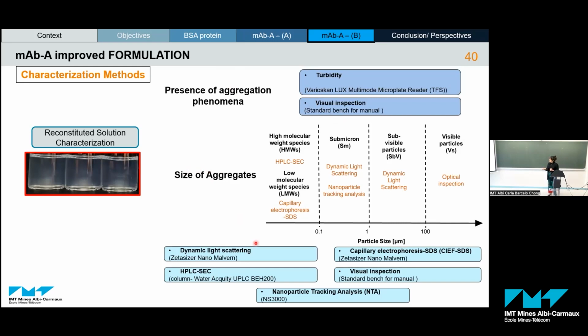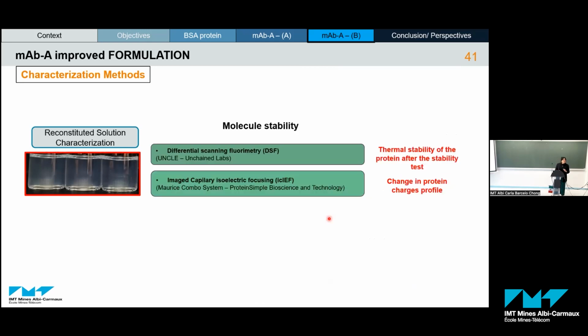For example, dynamic light scattering, which was already discussed, but we also had techniques such as HPLC, which was used to recover the high molecular weight species values, and also capillary electrophoresis SDS, which is used to recover the low molecular weight species, and nanoparticle tracking analysis to observe the nanoparticles suspended of aggregates in our formulation. And besides the presence of aggregates, we also wanted to study the molecule stability.